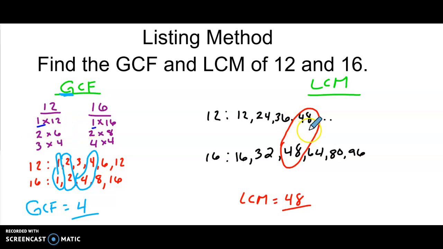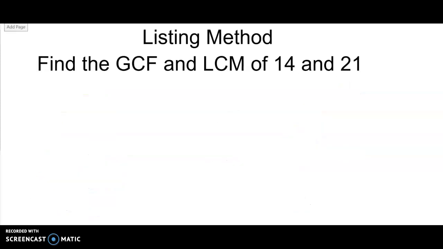We know we can't do the greatest common multiple, because it goes on for infinity. So that's another way to think through it. Let's do another problem. All right, let's do 14 and 21. So we're going to do the greatest common factor over here, and then least common multiple.